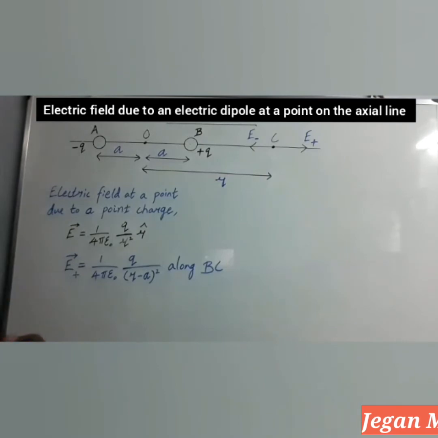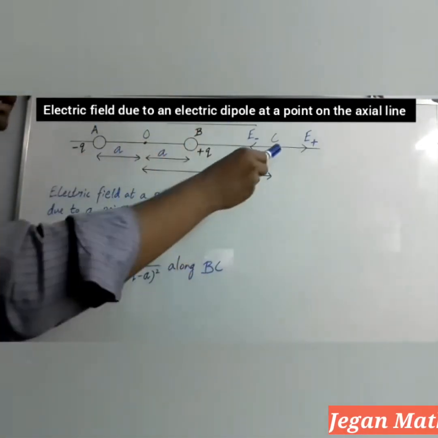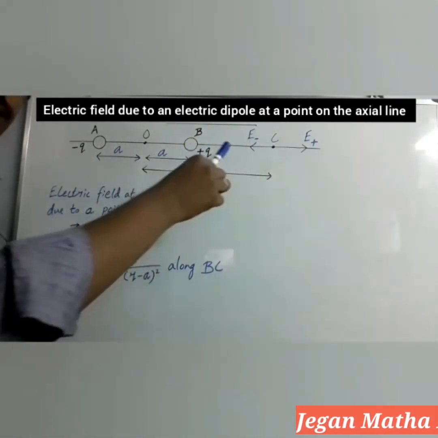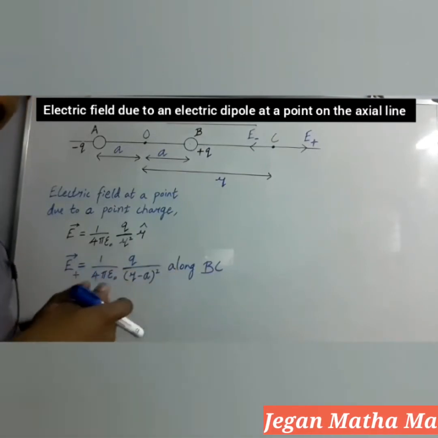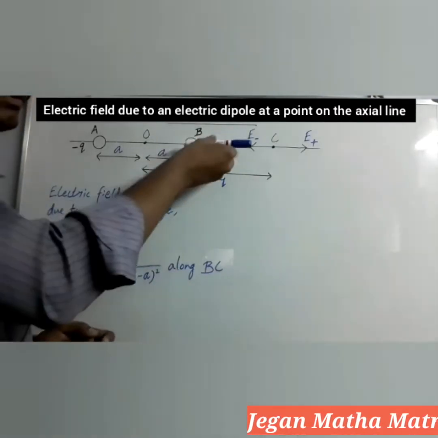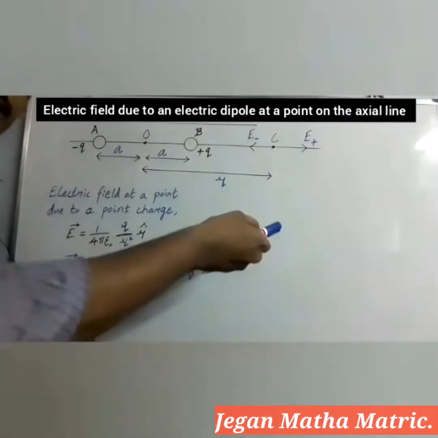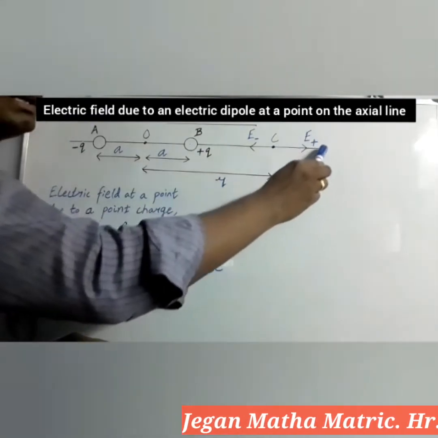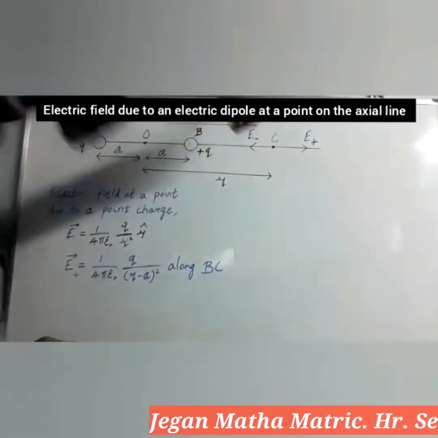To understand the direction, imagine there is a positive charge at the point C. Then what will be the force between the two charges? There will be a repulsive force, since both are like charges. So the force will act along this direction, that means BC. In the same direction only will the electric field act. So that's why we have written the electric field due to the positive charge along this direction.